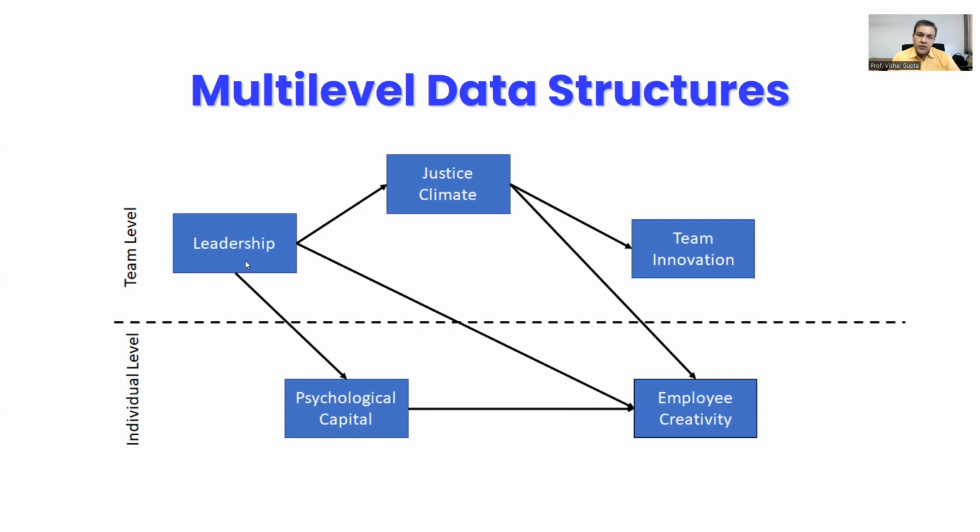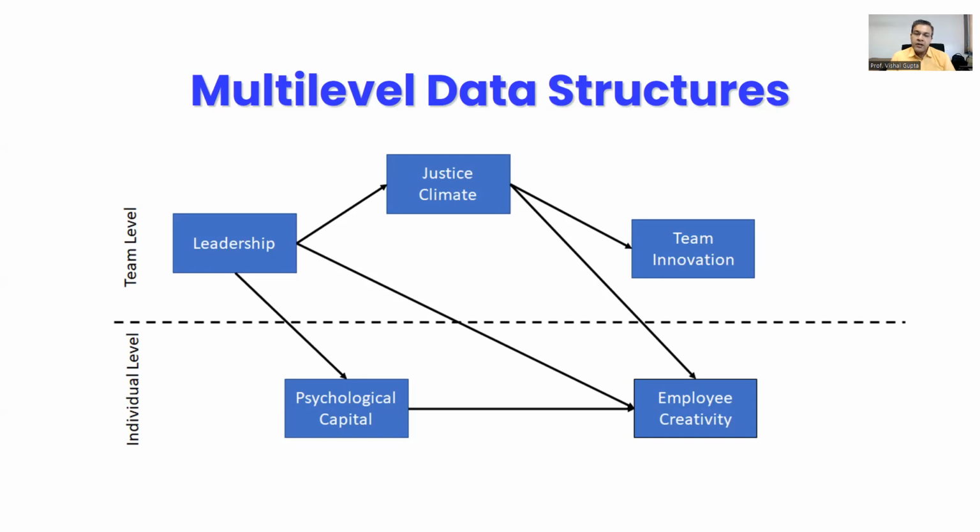But then I also want to understand the impact of leadership on employee creativity, and the impact of leadership on psychological capital. So, what impact does the leader of a team have on employees' psychological capital and employee creativity? Now, if you see this diagram, this model, leadership is not an individual level variable. Why? Because within a team, you may have multiple employees. So a team may have, say, 5 employees, but all 5 employees have only one leader. It is not that 5 different employees have 5 different leaders. There is one team leader.